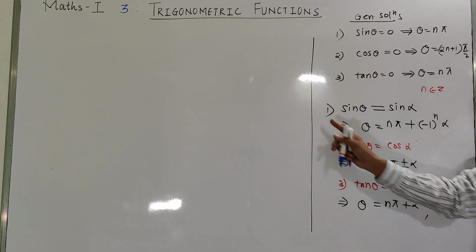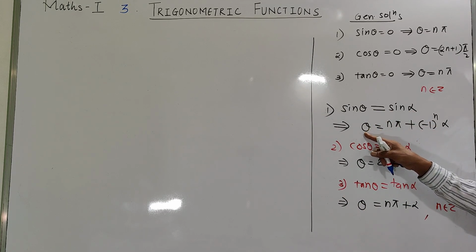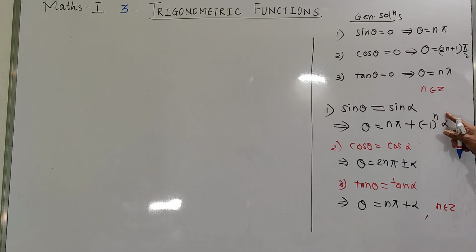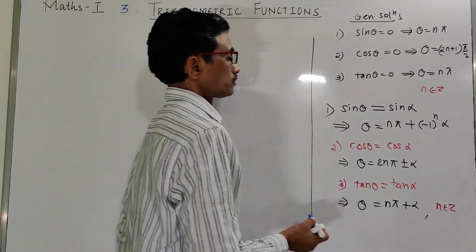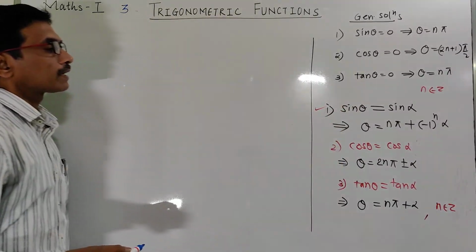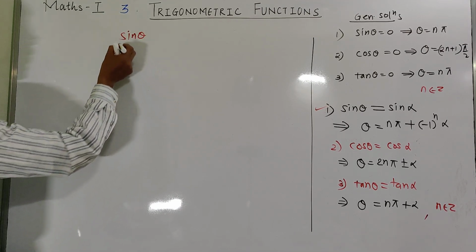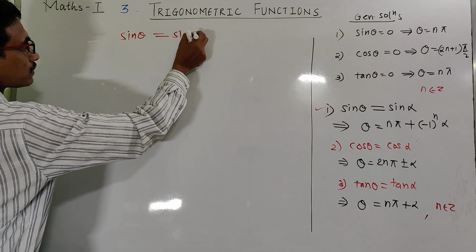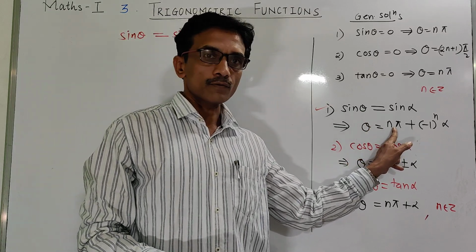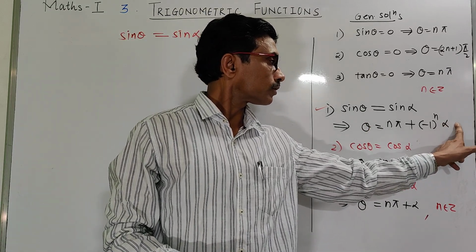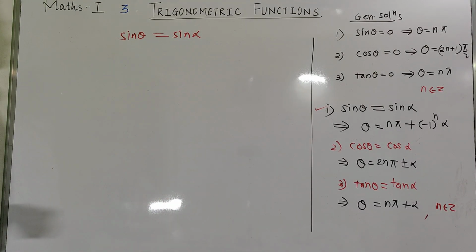Now the next three are these. Sin theta is equal to sin alpha implies theta is n pi plus minus 1 raised to power n into alpha. So let's prove this first one. First we prove sin theta is equal to sin alpha. Now we want to prove that the general solution is theta is equal to n pi plus minus 1 raised to power n into alpha. That is the general solution of this trigonometric equation.